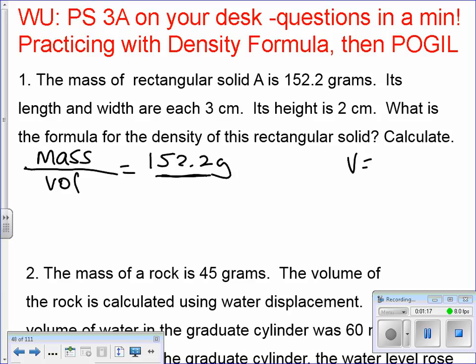Audrey. Trying to shout up names I know here. Audrey, how do I get volume? So 3 centimeters times 3 centimeters times 2 centimeters, right? So 3 times 3 is 9 times 2, 18. So 18 centimeters.